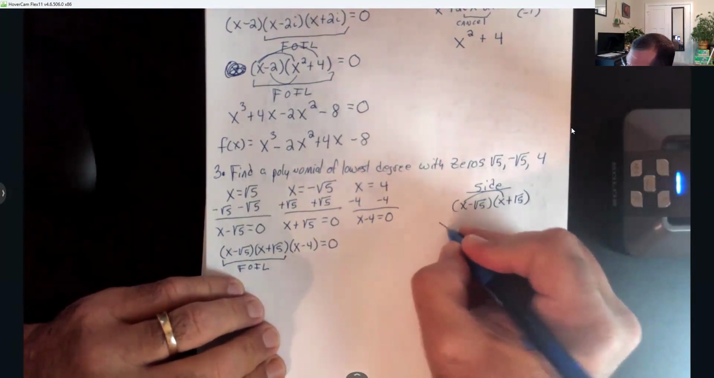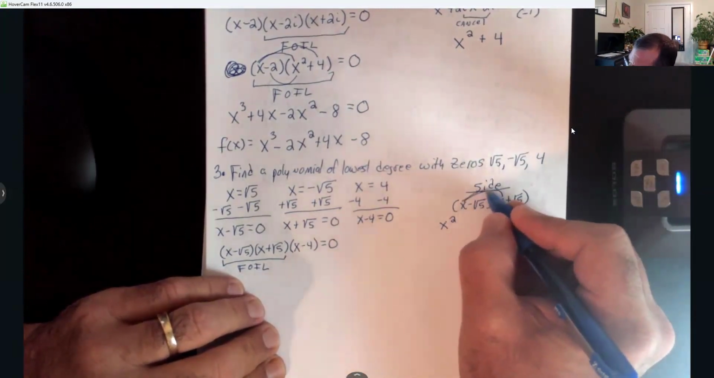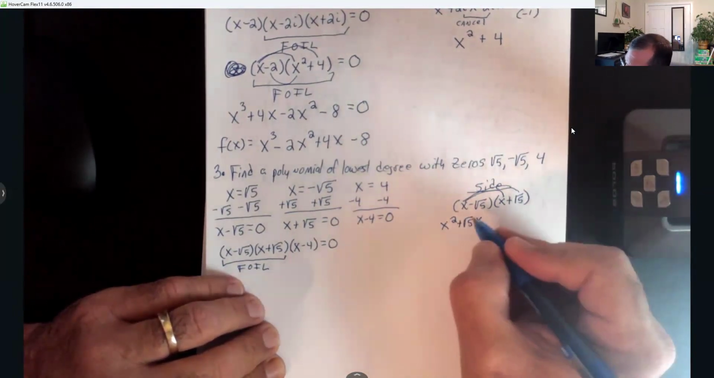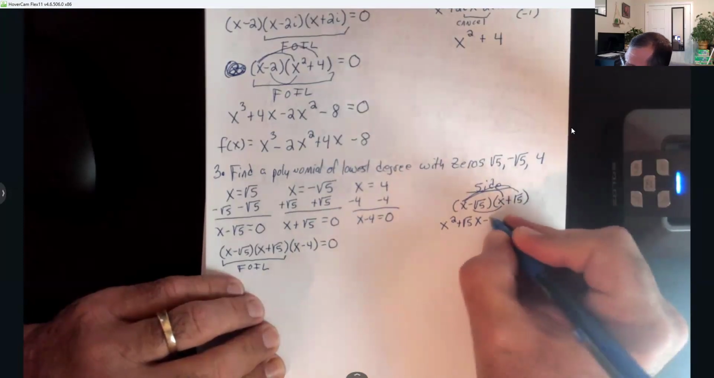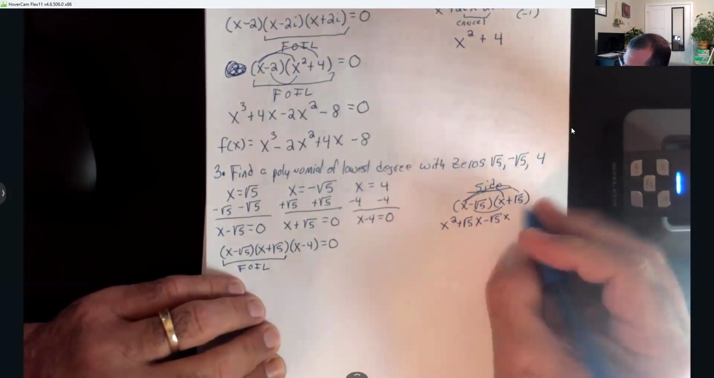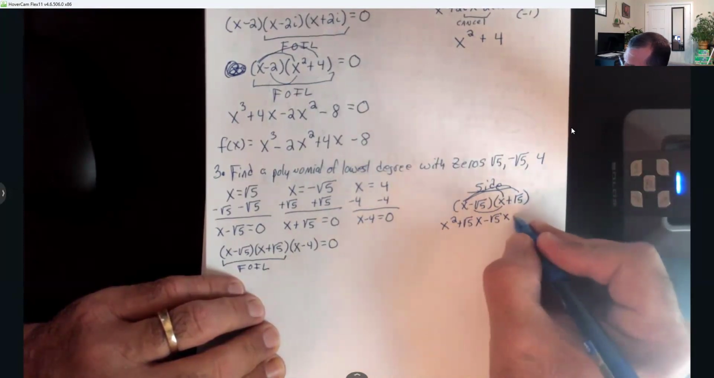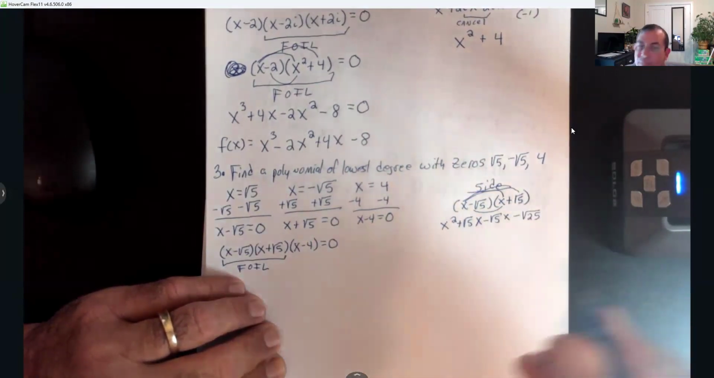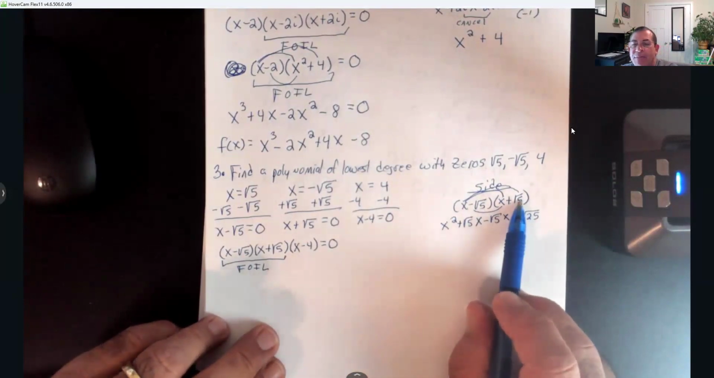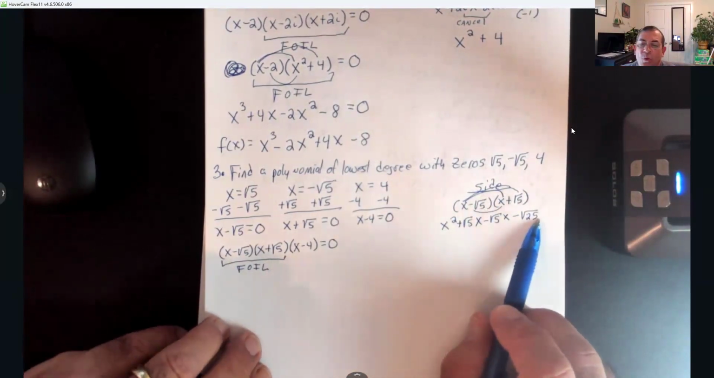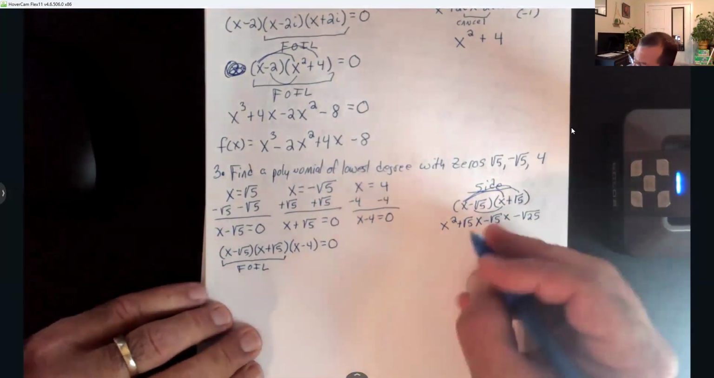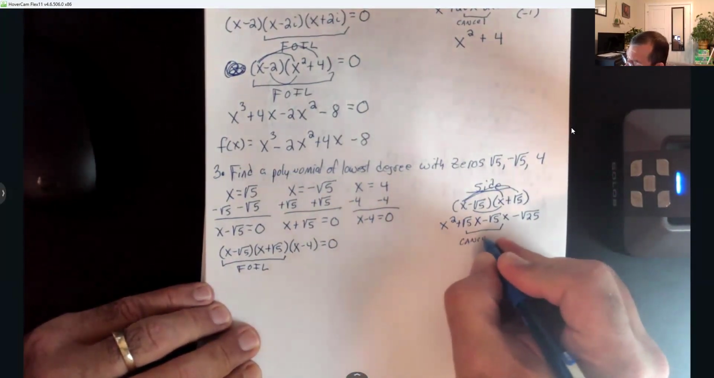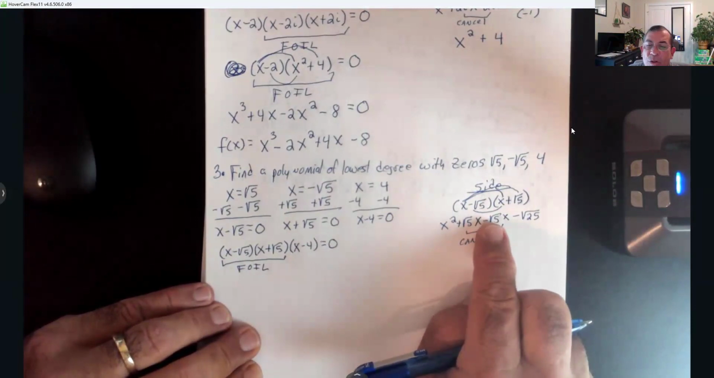X times X is X squared. X times square root of 5 is the square root of 5x. Then the inside, negative square root of 5x. And then y'all, positive times negative is a negative square root. 5 times 5 is 25. So since this 5 was under, that 5 was under, I multiplied them, get 25. But y'all look here. What happens here? Well, those cancel again, because they're like terms, except one's added and one's subtracted.